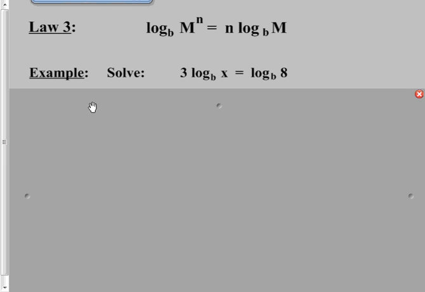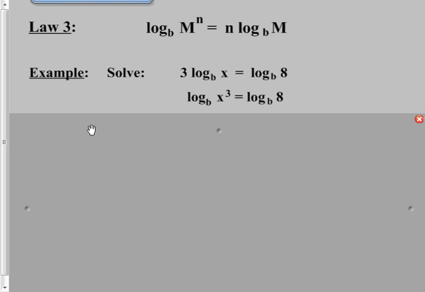Law 3 says we can take that coefficient, 3, and we can move it to the exponent of the argument x. So moving the 3 back up to the exponent, we haven't used this law that way yet, but now we see that that can be done. Now you have log base b on the left, you have log base b on the right. We can cancel the log base b's in both cases, and that leaves us just the arguments: x cubed equals 8.